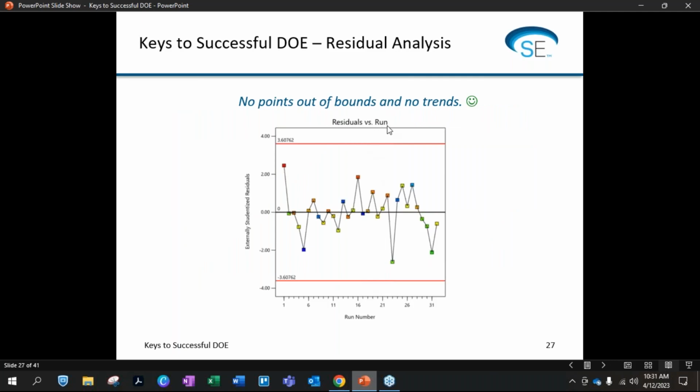And on the residuals versus run chart, there should be no points out of bounds, nothing outside the red lines, and no trends on this plot. So it's really important with your own data to look at the residuals versus run chart and make sure that there are no groupings and no up or down trends.